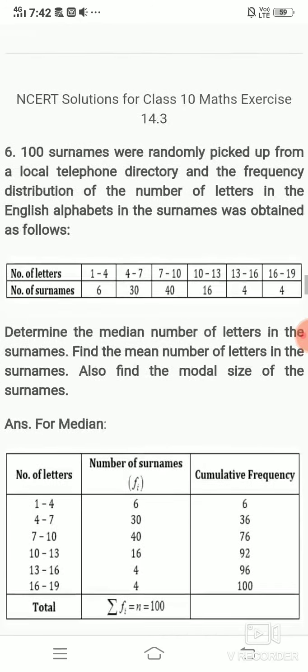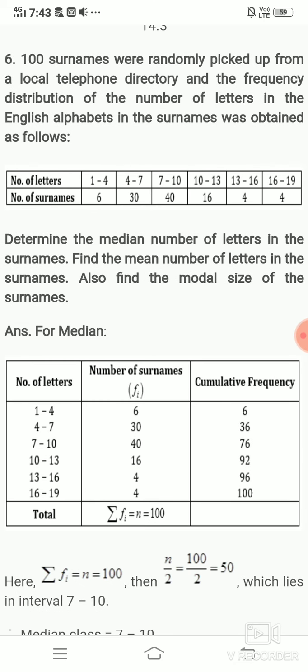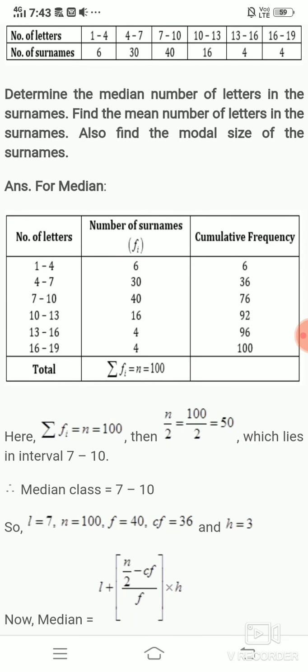Next, in the same way a table is given, 1 to 4, 4 to 7, like that. Now the question is mode also. Mean, median, mode, these three things you need to find. So first median, find the cumulative frequency table. Here N equal to 100. Check that the last cumulative frequency number and the total frequency are the same or not. Using this you may correct your answers.